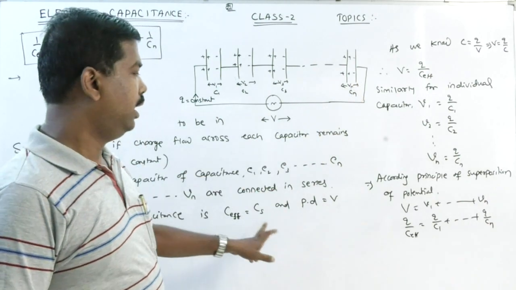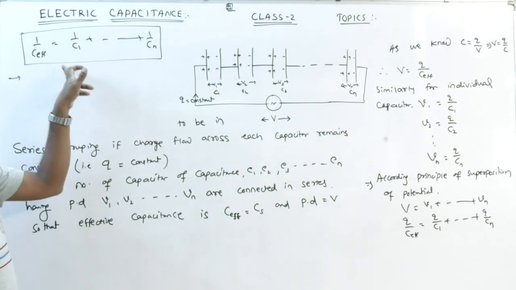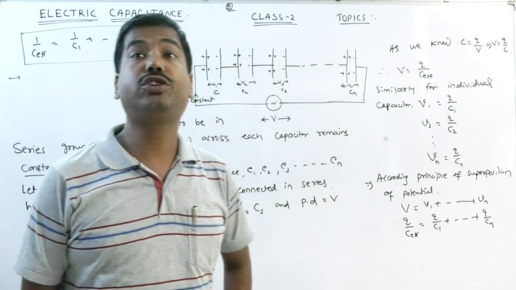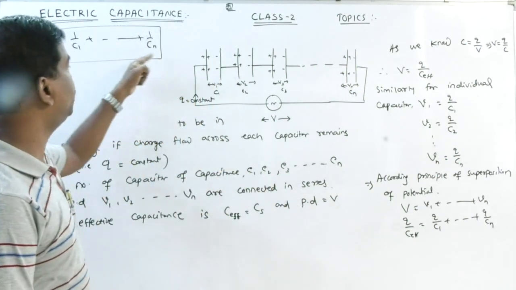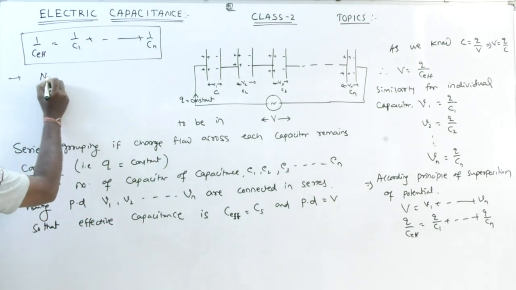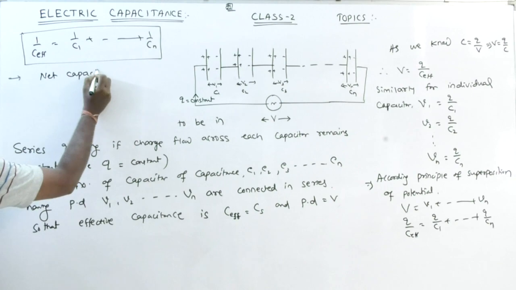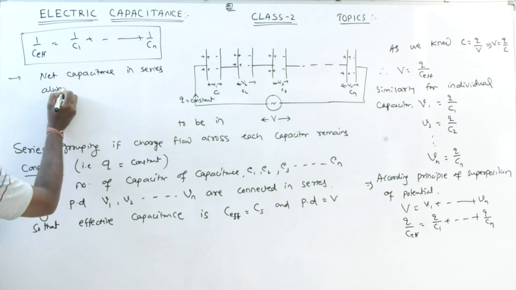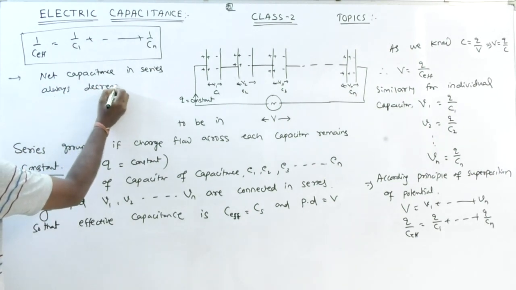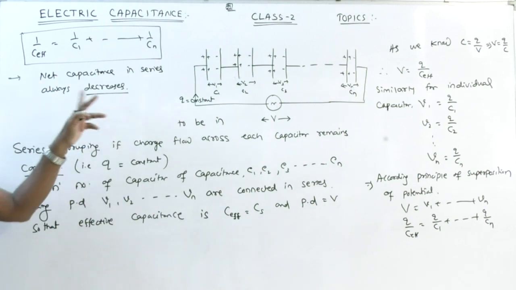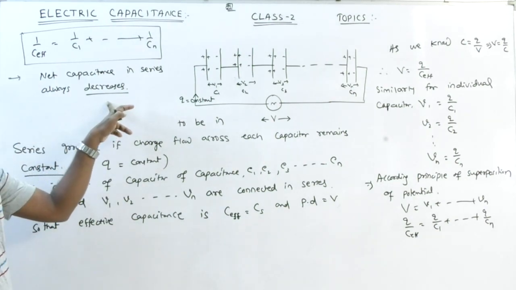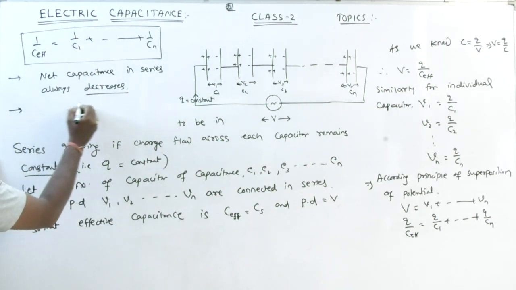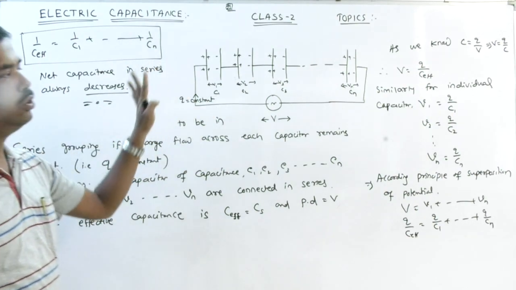Clear? Hence, at last we got the conclusion that the reciprocal of effective capacitance is equal to the algebraic sum of reciprocals of individual capacitances. Hence, net capacitance in series always decreases. It is the smallest of all. Clear? This is about series grouping of capacitors.